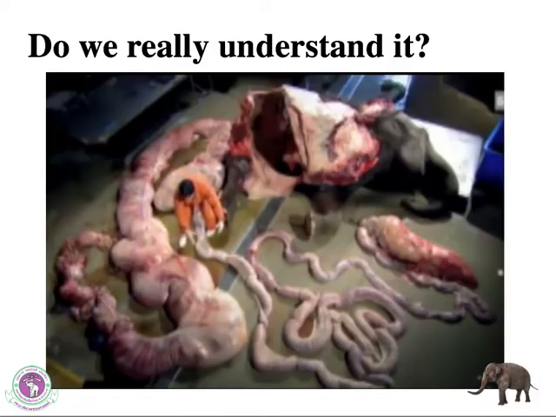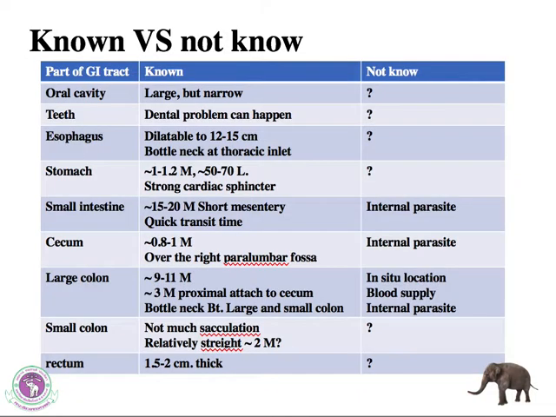So let's look at this picture. This is a picture of an autopsy in elephants filmed by National Geographic. We know that this is the stomach, small intestine, cecum, and large colon before entering the small colon and going to the rectum. But do we really know where it's located in the abdomen? That's questionable. So what is known and what is not known?